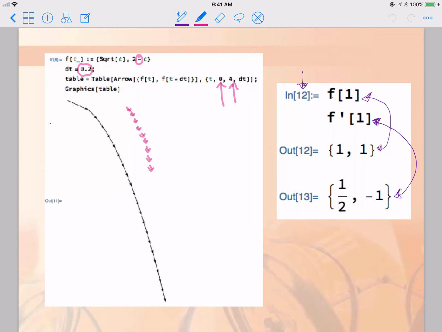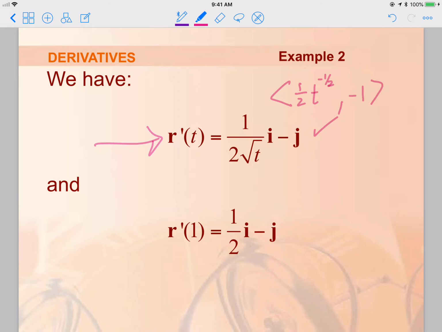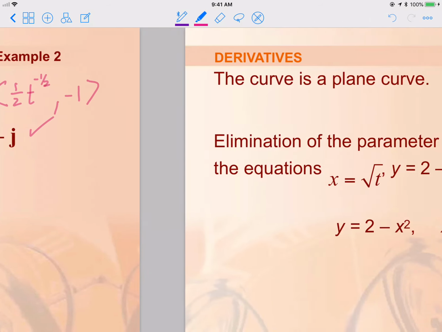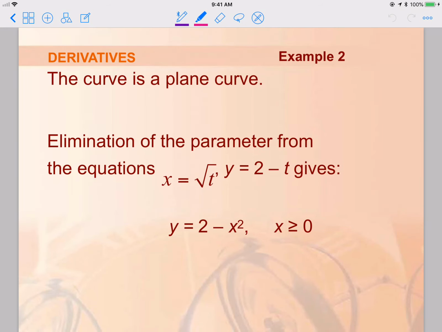Notice here, if we wanted to compute that r prime, all we could have done was, for an input in 14, put f prime of t and then press shift enter, and then the output would have been 1/2 1 over square root of 2t, 1 over 2 square root of t, negative 1. Okay, so yay, Mathematica. It's a really good way to check your work.